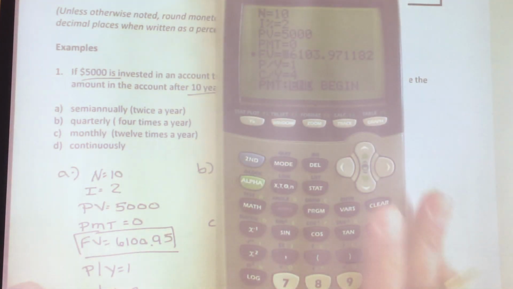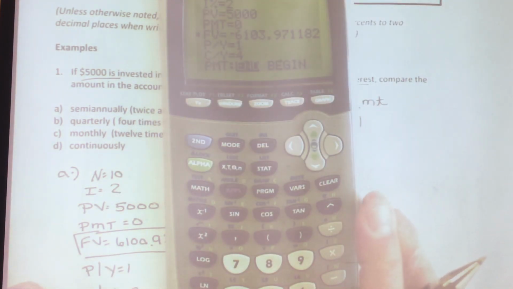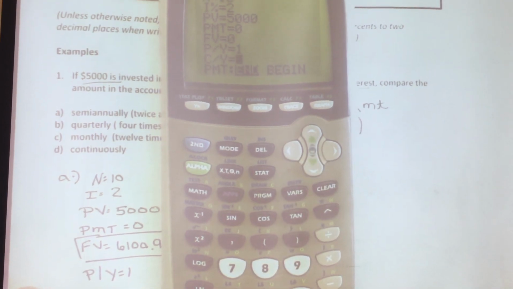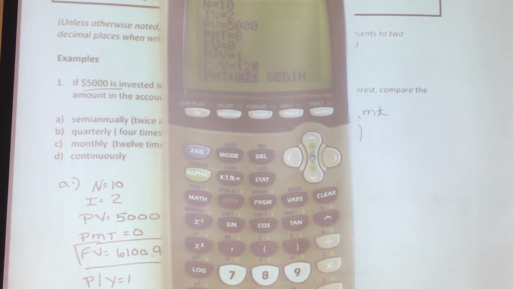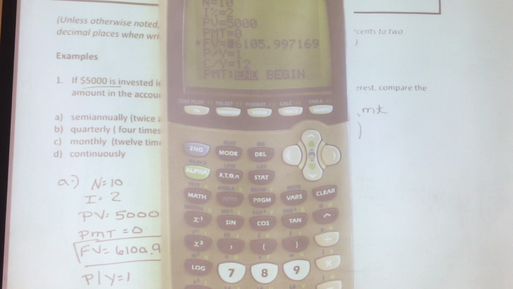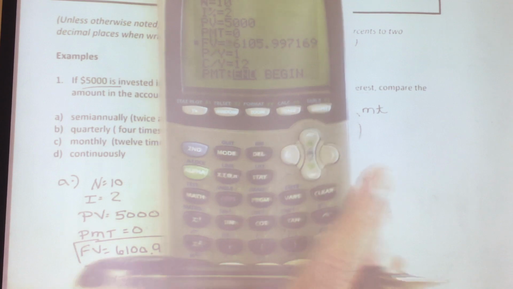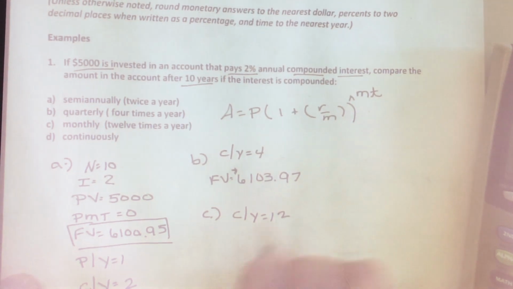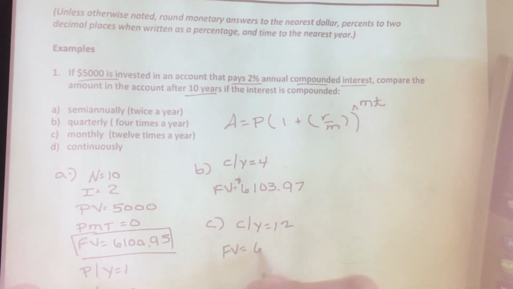So let's move on to C. Again, let's change the future value to 0. C/Y is compounded monthly, and that is 12 times per year. And alpha, enter for your future value, and that is your amount, $6,106, with it being rounded. So C/Y is 12, and future value is $6,106.